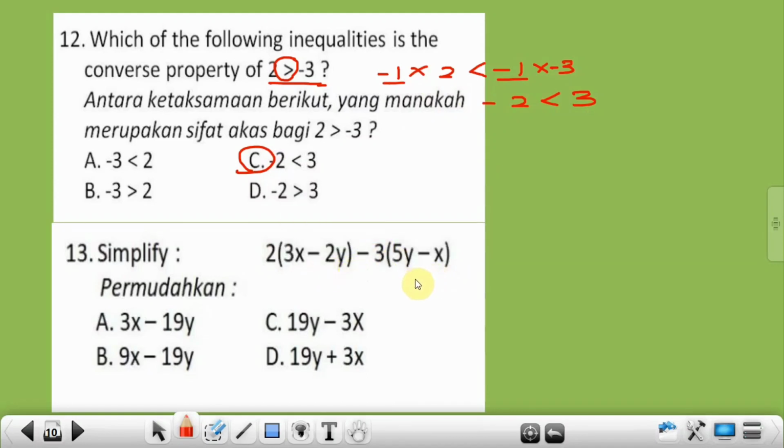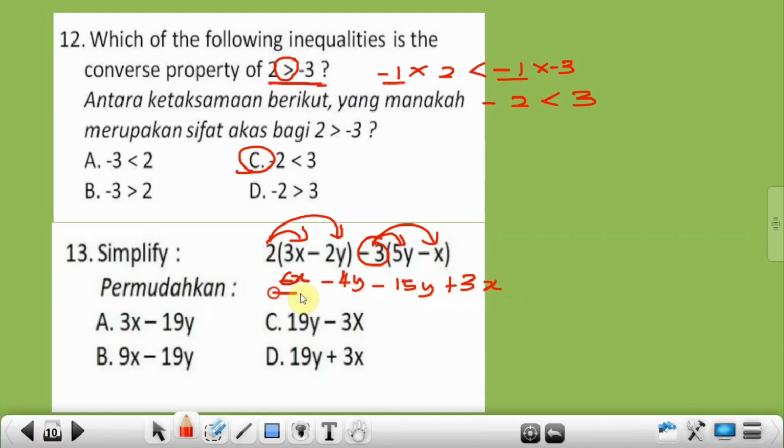Okay, 13. Simplify this one. So we simplify this: 6x times this one. 2 times 3x is 6x, minus 2 times negative 2, negative 4y. Negative 3 times negative 5y becomes negative 15y. Negative 3 times negative x becomes positive 3x.